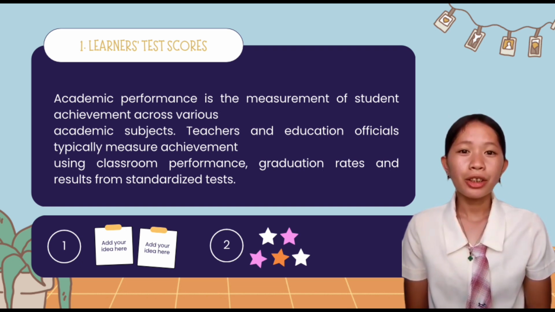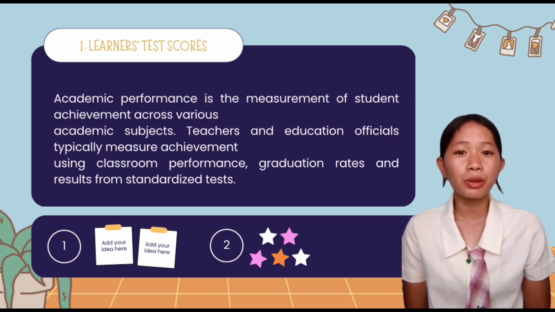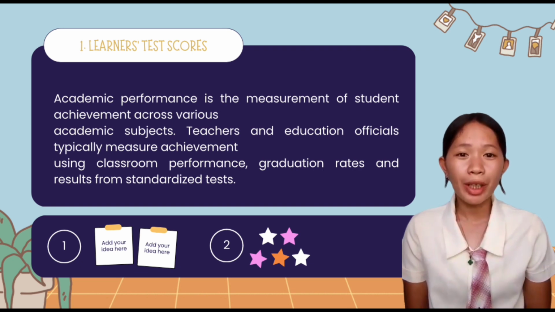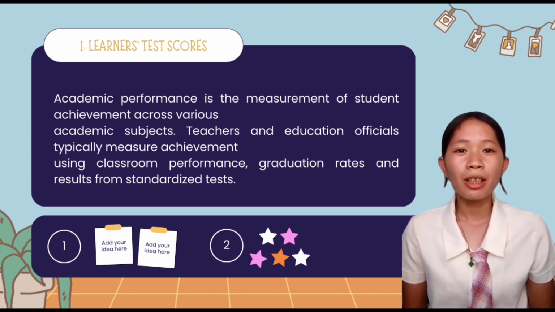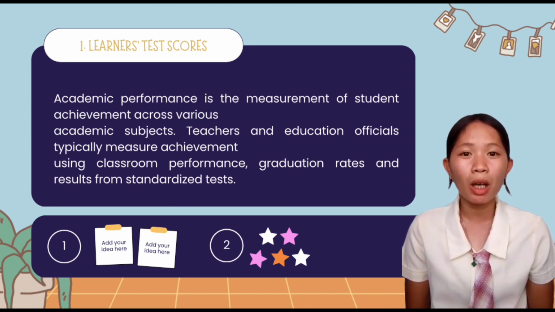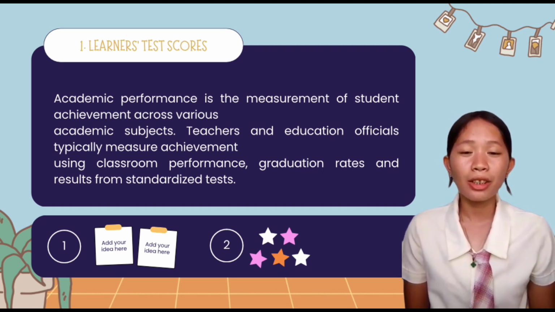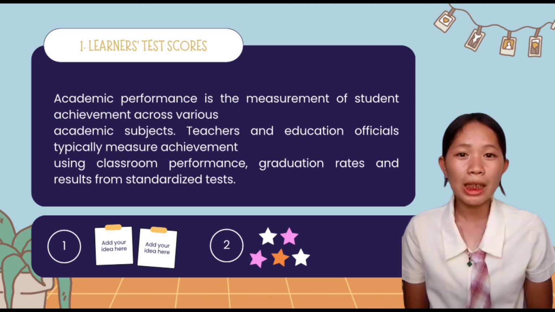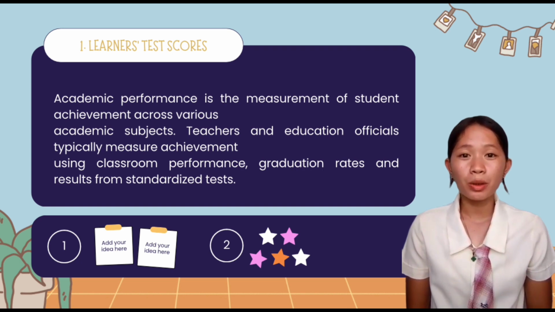Another is that teachers and education officials typically measure achievement using classroom performance, graduation rates, and results from standardized tests. A standardized test is a method of assessment built on the principle of consistency. For example, all test takers are required to answer the same questions and all answers are graded in the same predetermined way. An example of a standardized test is the National Achievement Test, also known as NAT.